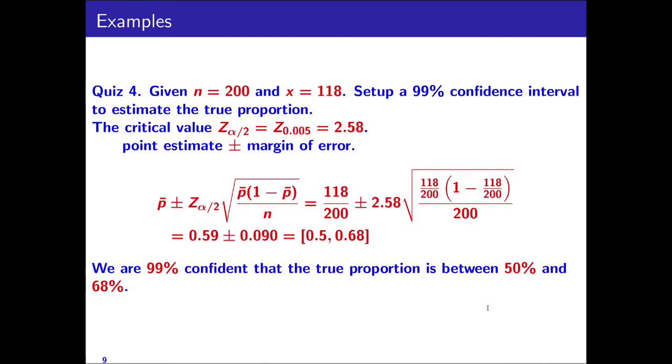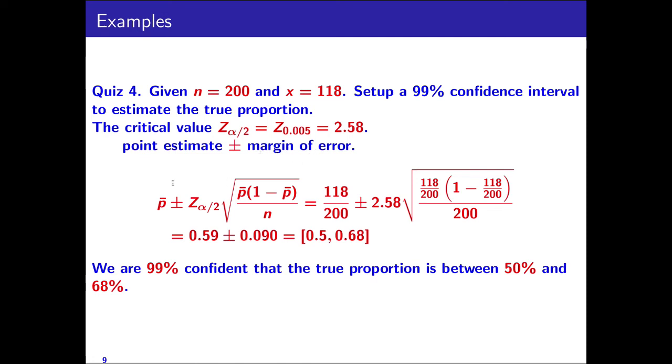The second example is also from quiz number 4. Given n equal to 200 and x equal to 118, set up a 99% confidence interval to estimate the true proportion, P. For a 99% confidence interval, the critical value z of alpha over 2 is equal to z of 0.005, which is 2.58. The confidence interval has the form of point estimate plus minus the margin of error.